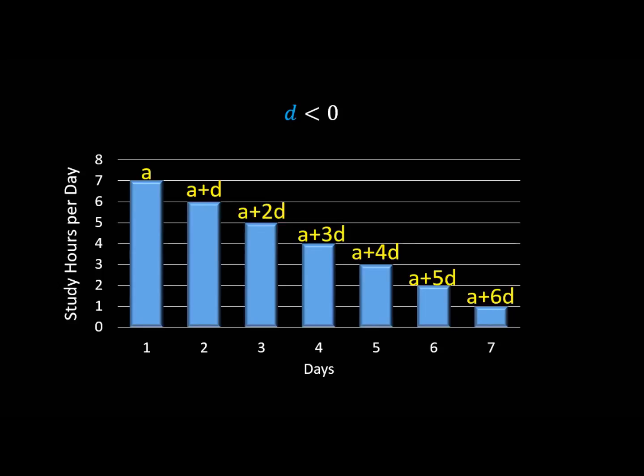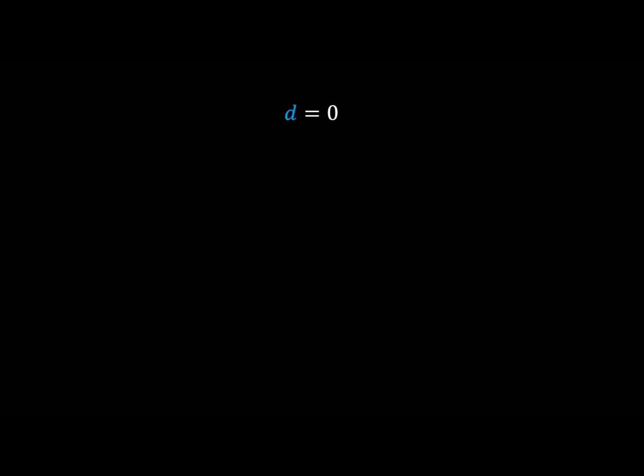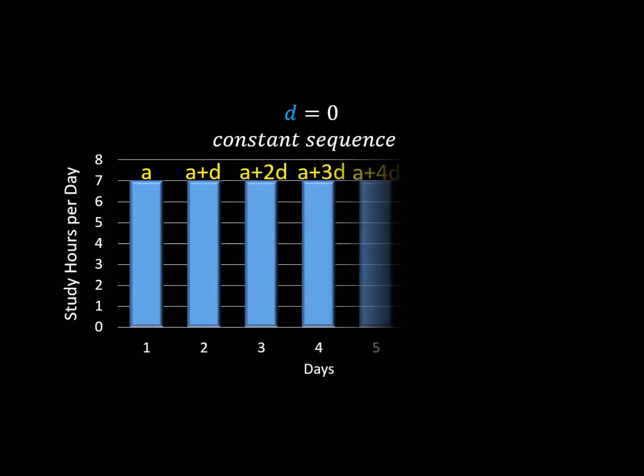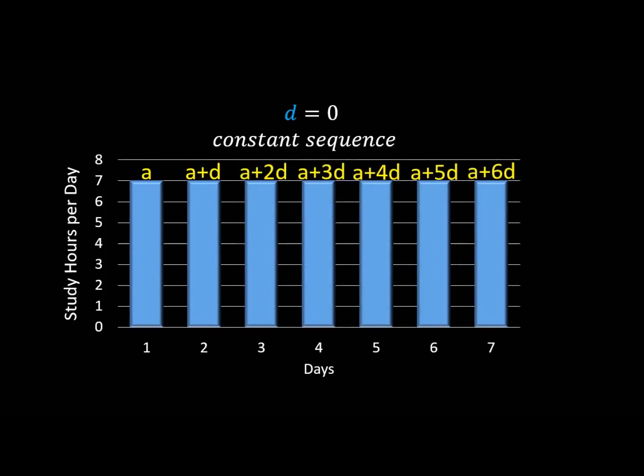What do you think would happen in the case if D is equal to 0? Let us see. If D is equal to 0, then we get what is called a constant sequence. Why do we call it a constant sequence? Because every term is the same. A is equal to A plus D is equal to A plus 2D is equal to A plus 3D, because whenever you add 0 or some multiple of 0 to something, you end up with the same number that you started with. Nothing changes. So when D is equal to 0, you get a constant sequence, right?